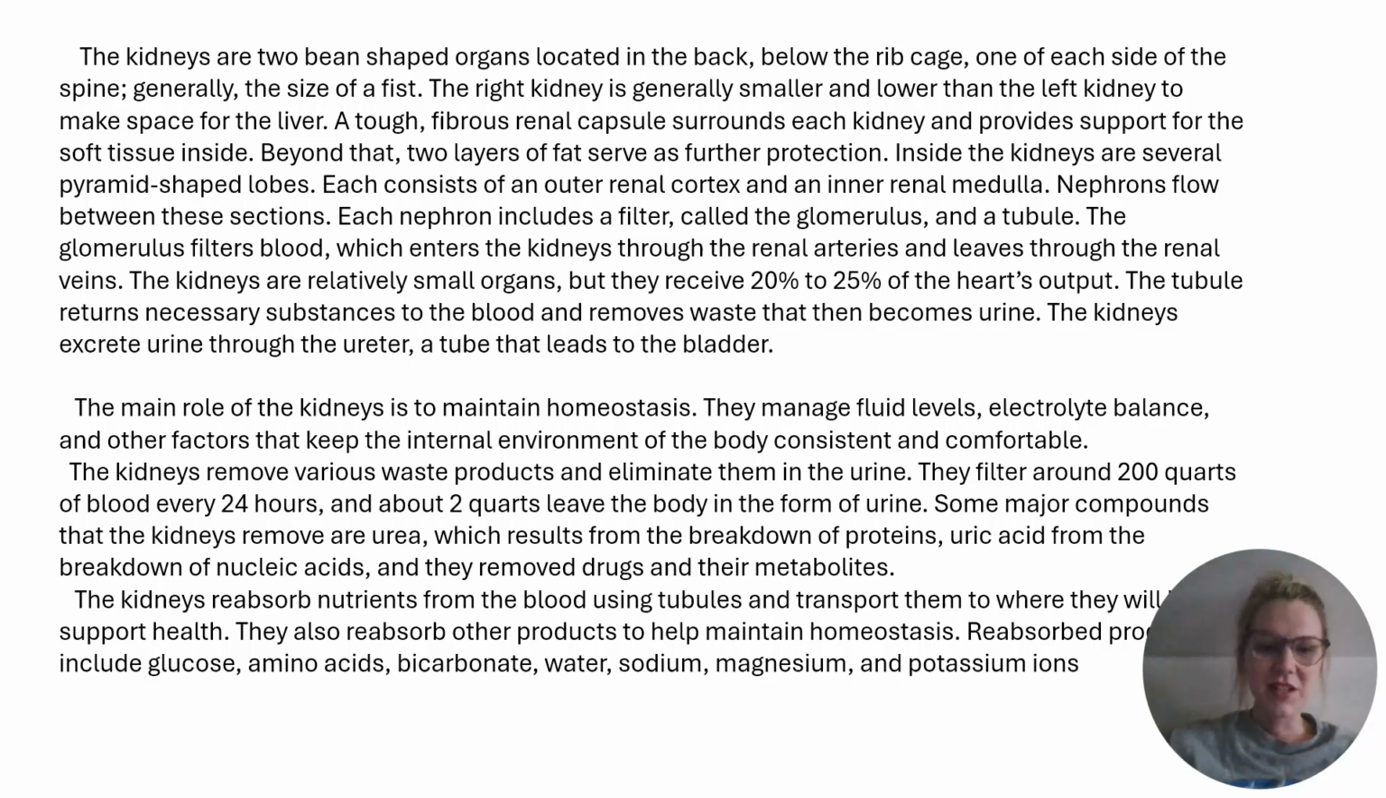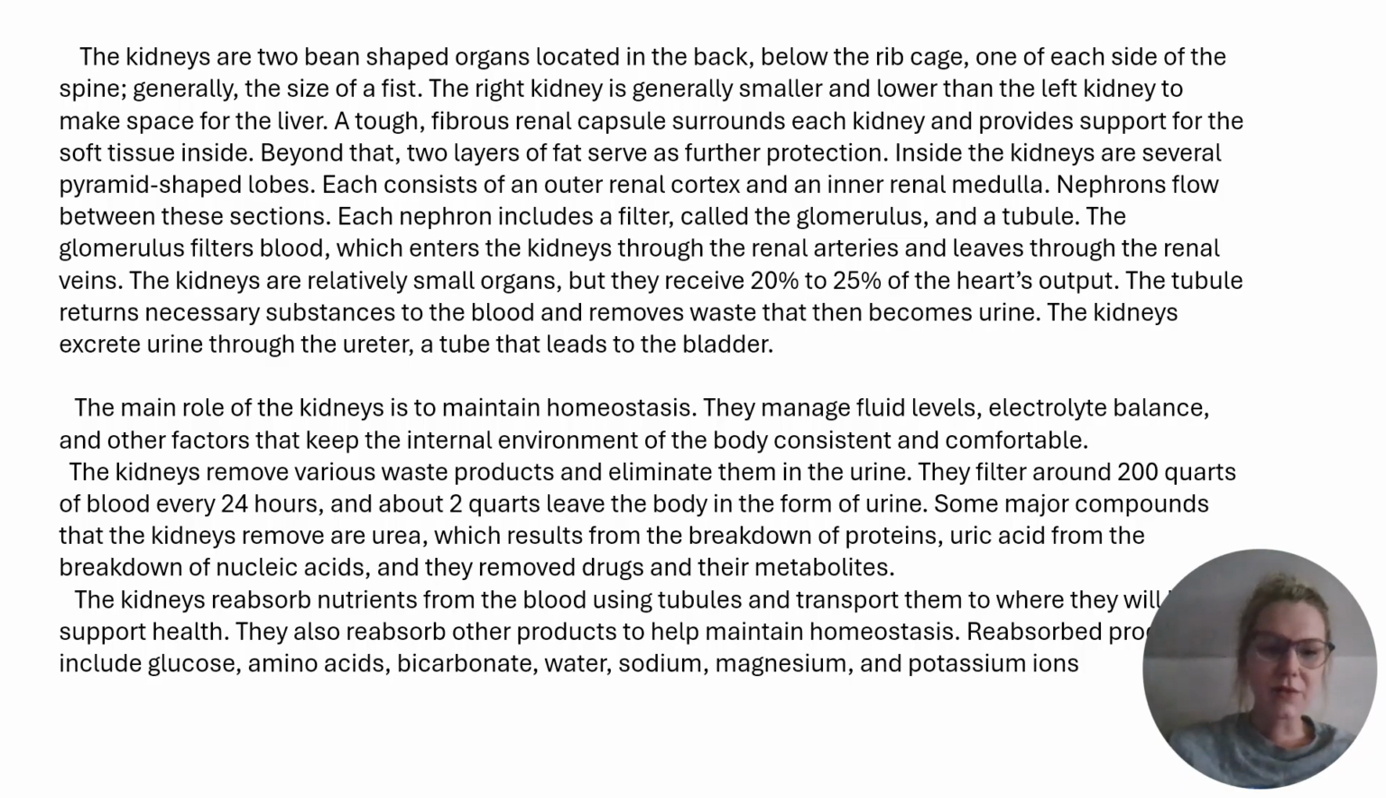The kidneys are two bean-shaped organs. They are located in the back, below the rib cage, and there's one on each side of the spine. They're usually the size of a fist. The right kidney is generally smaller and lower than the left kidney, and that's because it needs to make room for the liver. A tough fibrous renal capsule surrounds each kidney and provides support for soft tissue inside. Beyond that, there are also 2 layers of fat that serve as more protection.